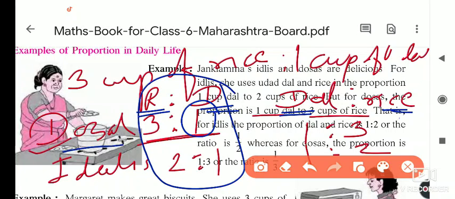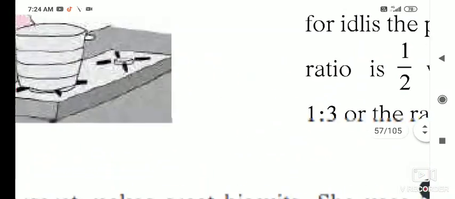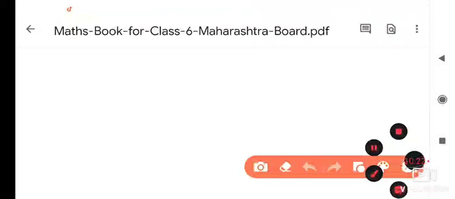1 is here at the denominator position, and here it is at the numerator. So this means 3 upon 1, but here it is 1 upon 3. The proportion is changing. So here 3:1 and here it is 1:3. And here it is 2 upon 1, and regarding this, 1 upon 2. In this way this proportion is there for idlis. So keep in your mind which proportion they are asking.